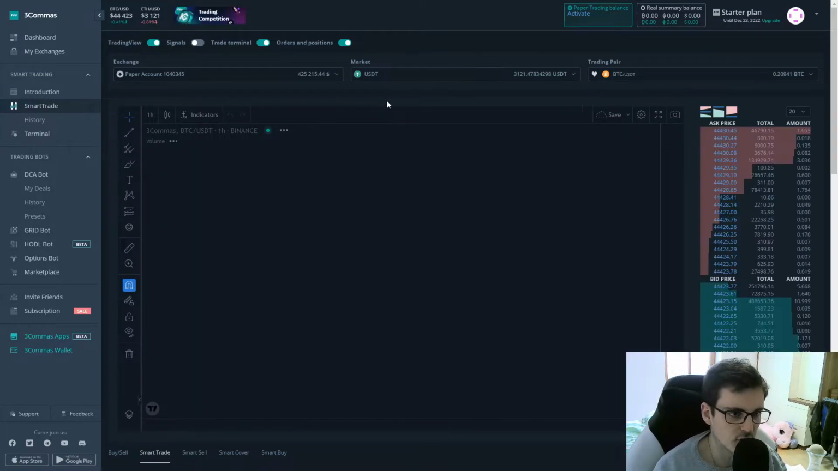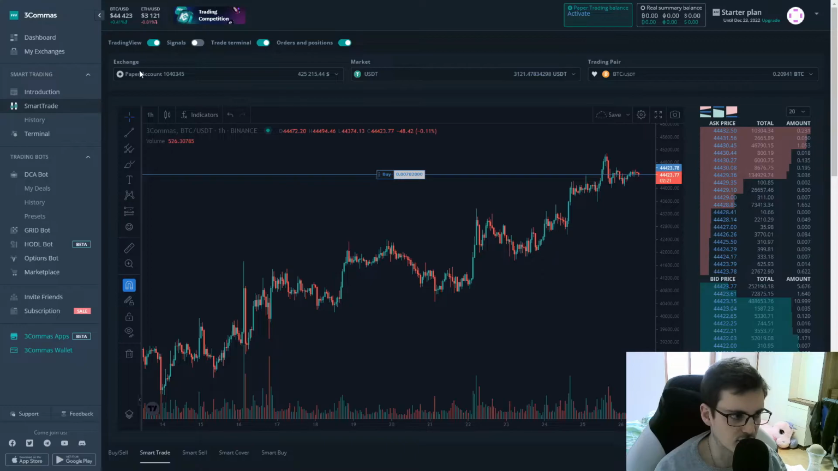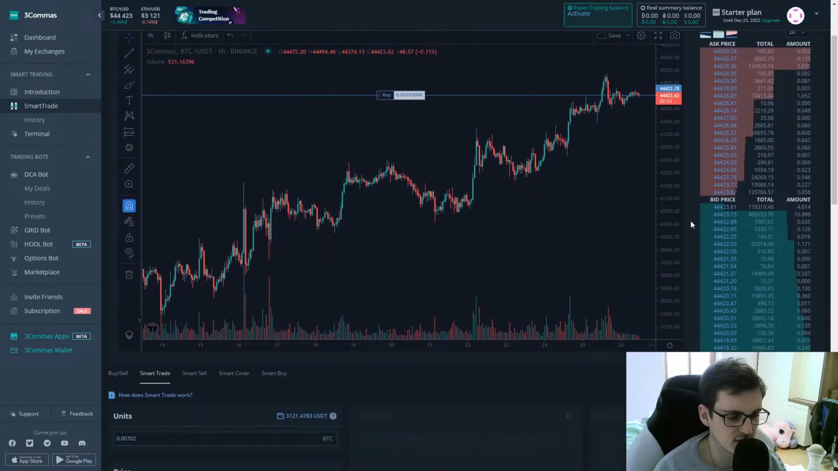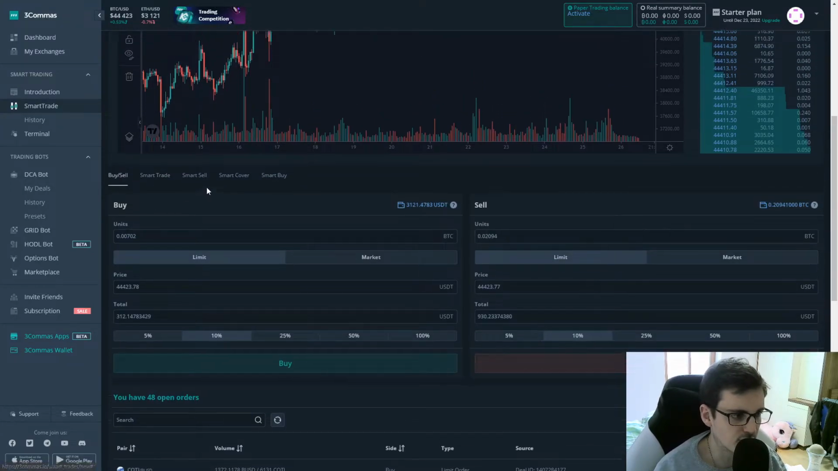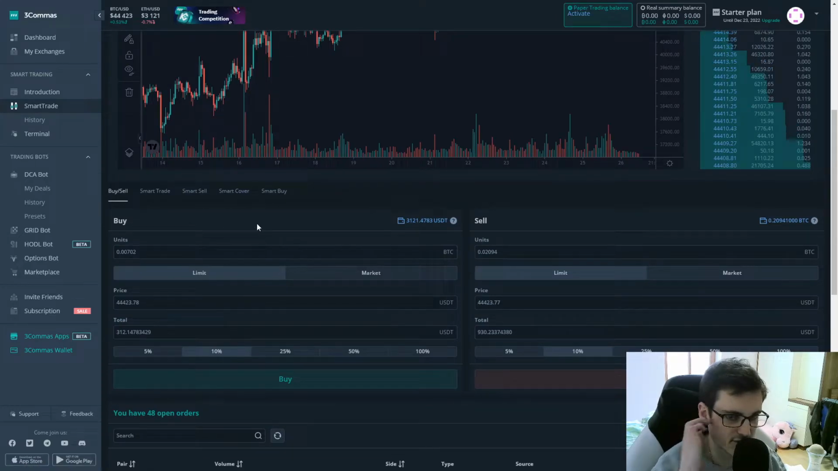Now with SmartTrade, you also have a pretty similar layout. So you can see your exchange, the market, and then the trading pair integrated with the TradingView chart and the order book. What's so special about the SmartTrade page is that you can scroll down and there are a few different options on how to create the trade. First of all, we have the buy and sell, which is just an easy and quick buy and sell of your cryptos. This is just what you usually will see also on your exchanges.